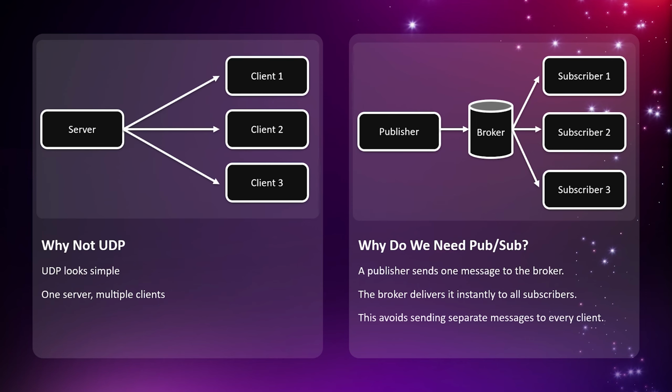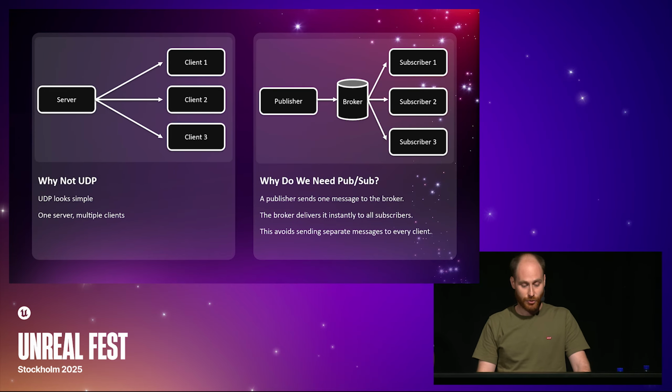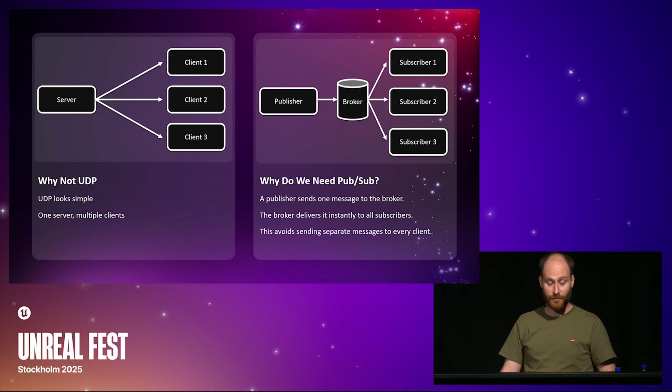We have two options. They are UDP and PubSub. But why have we chosen PubSub? At first, UDP looks simple. One server, multiple clients. But notice the server must send separate messages to every client. This works for one-way communication. But what if we need responses back?